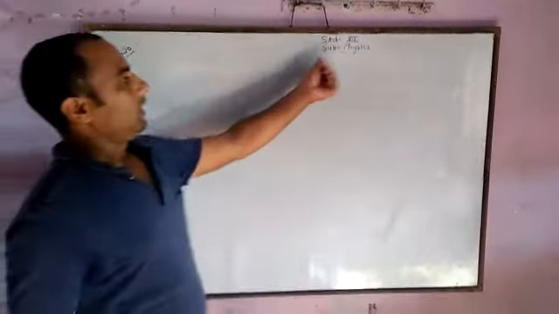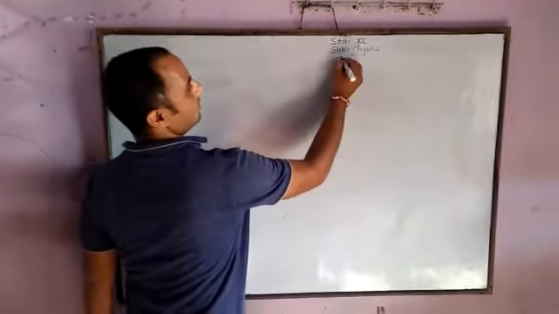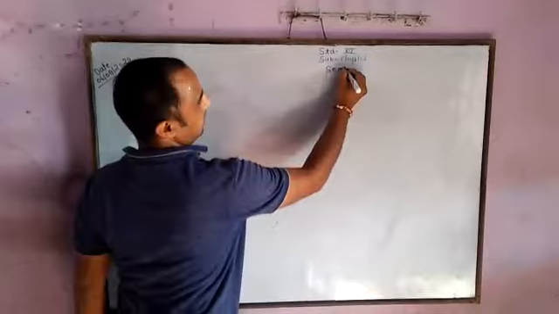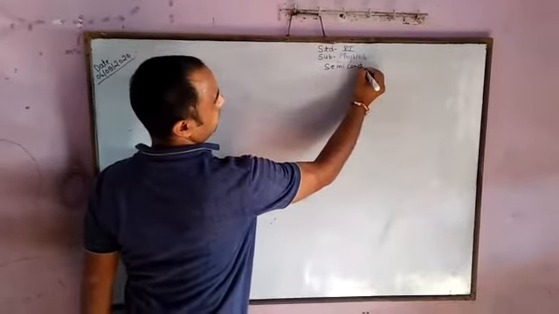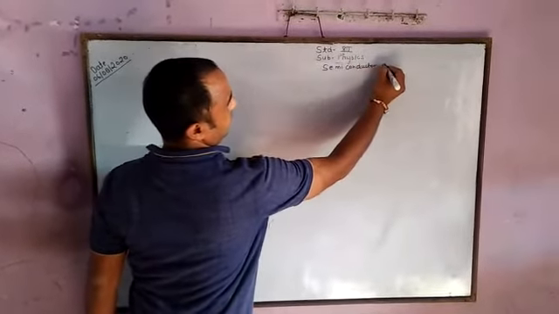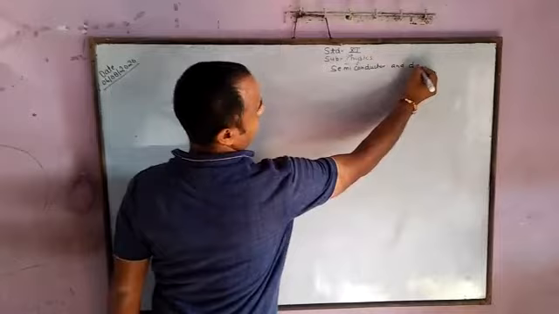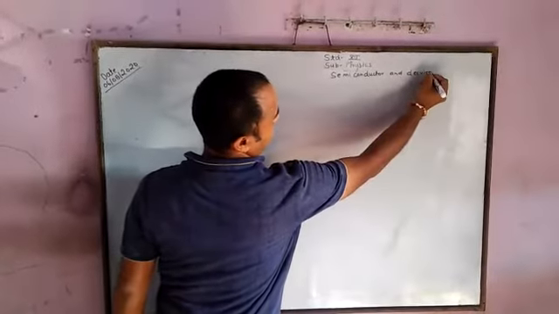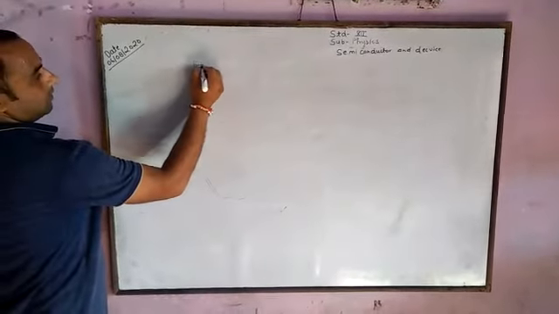In the previous lecture, we discussed semiconductors and devices. Now we are discussing two terminologies. First is the forward bias and the second is the reverse bias.